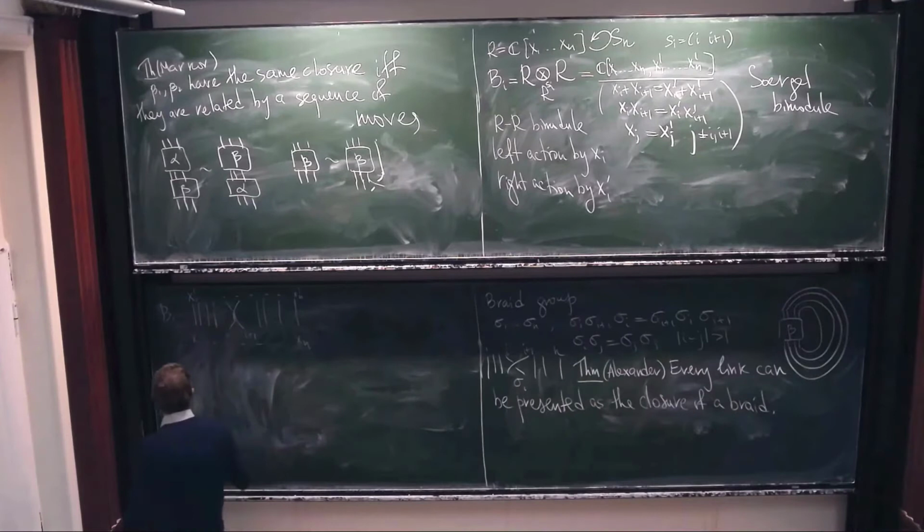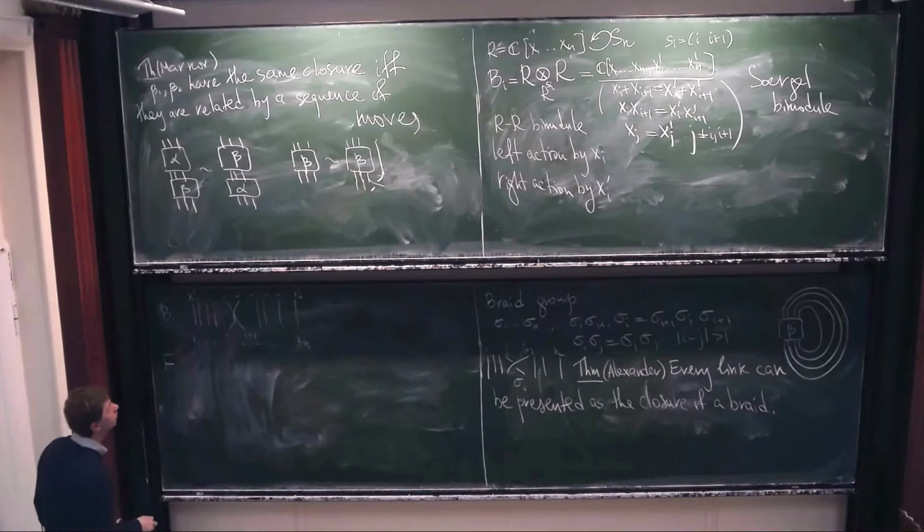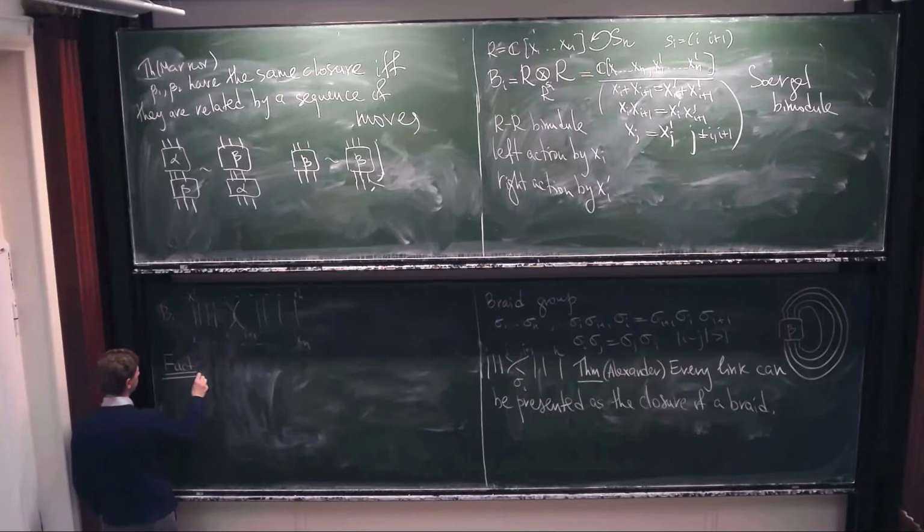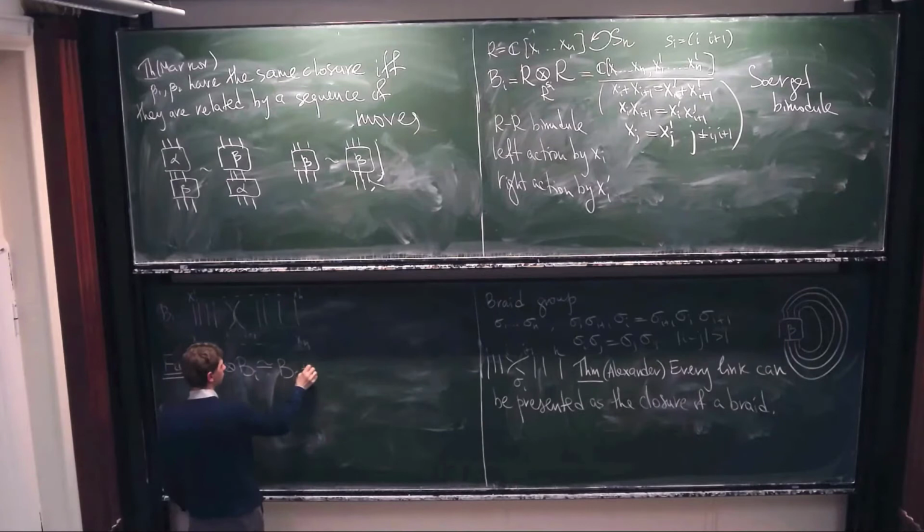And then there are some facts. I don't think I need the full category of the Soergel bimodules, but let me say some facts. First of all, B_i tensor B_i is isomorphic to B_i plus B_i with a grading shift, as in the previous talk, this is the grading shift.